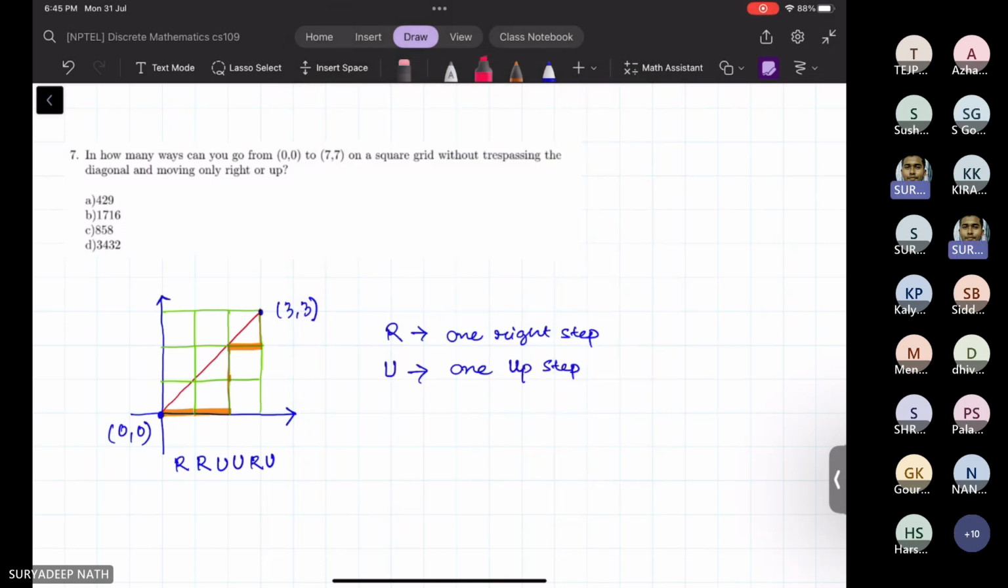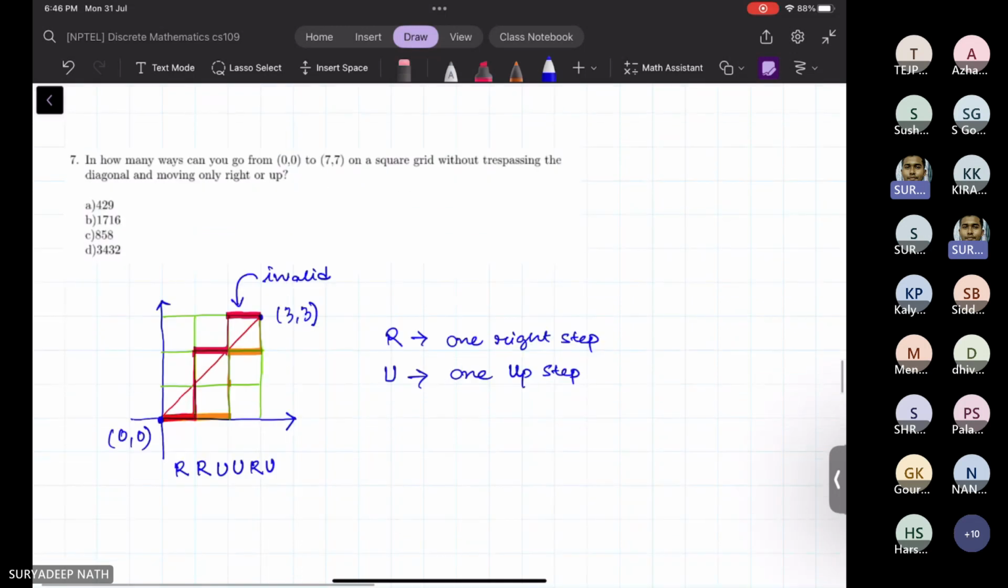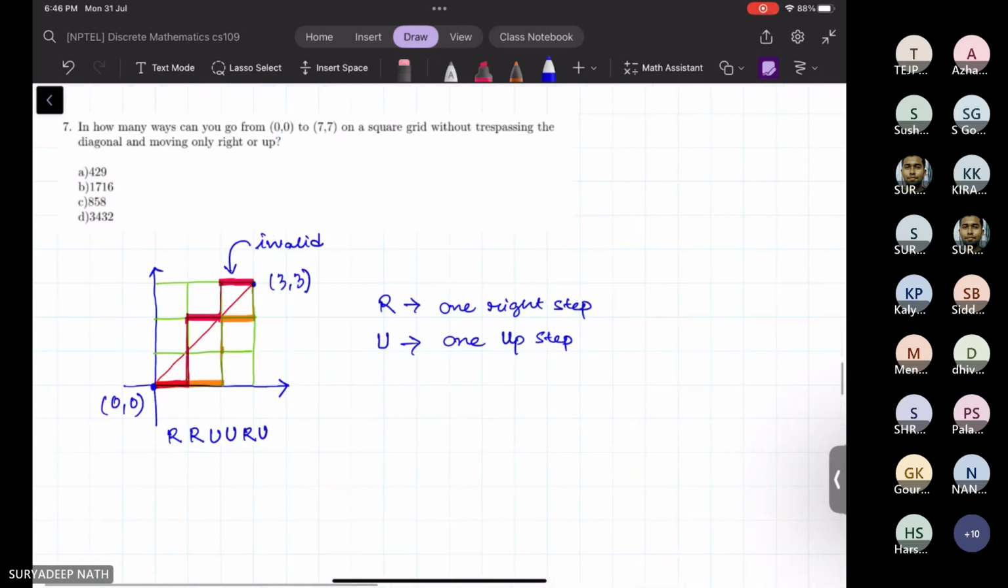So let's say you have a path like this. So the red line, this is invalid, because we are crossing the diagonal. First let us look at the problem without this trespassing aspect; we'll consider it later.